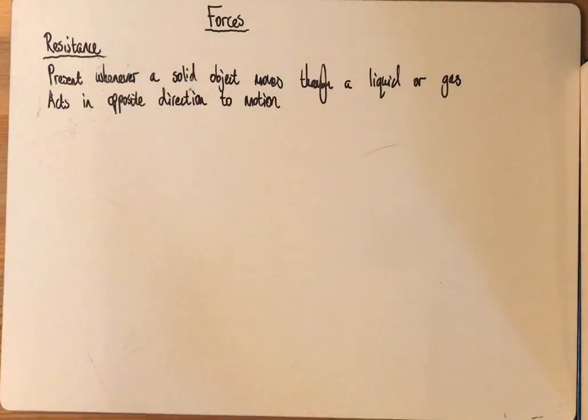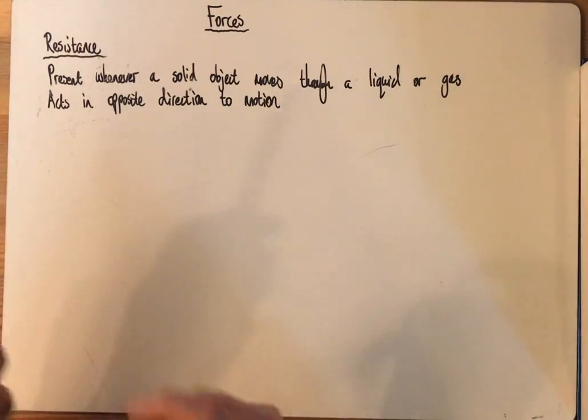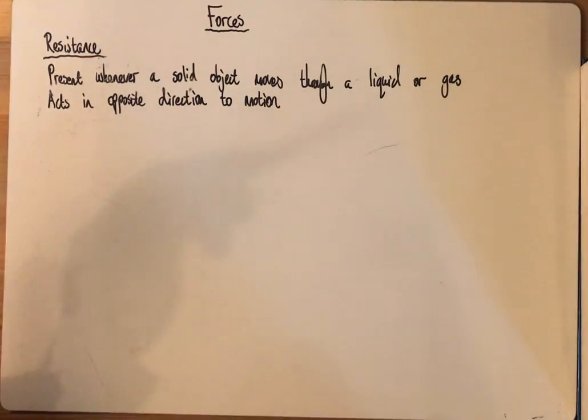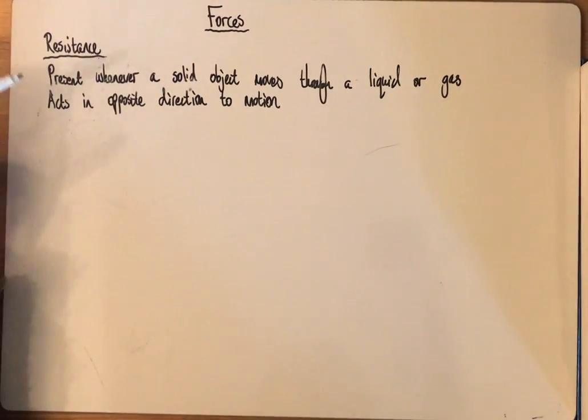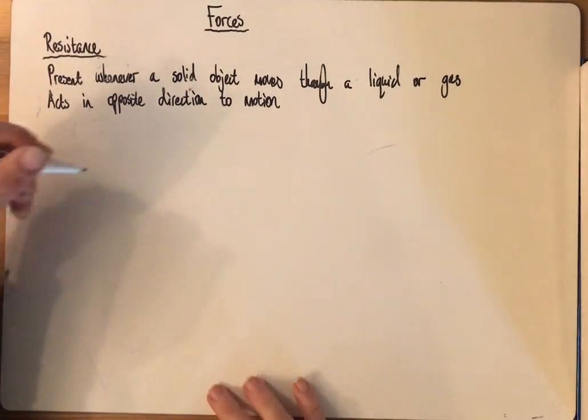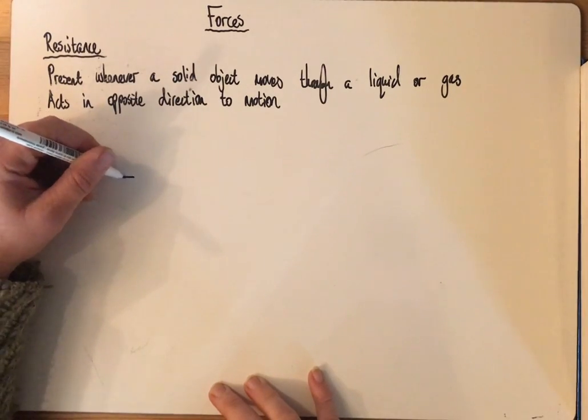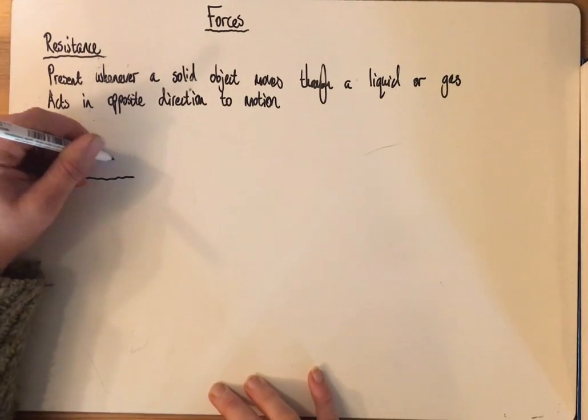Right, I want to start by doing a little bit more on forces. So you might need to pause and take notes a little bit. So resistance. This is present whenever a solid object moves through a liquid or gas, and it always acts in the opposite direction to motion. So the thing we've spoken about is air resistance. And you need to get used to drawing these force diagrams.